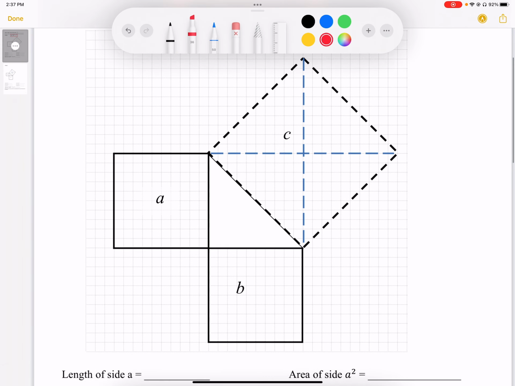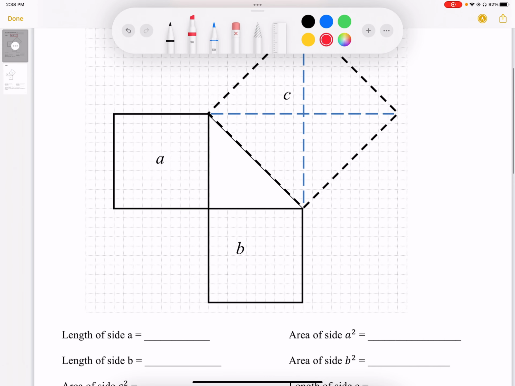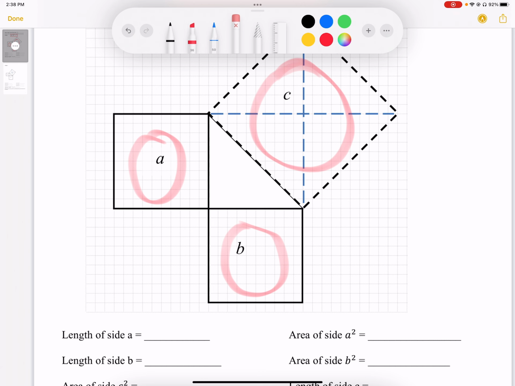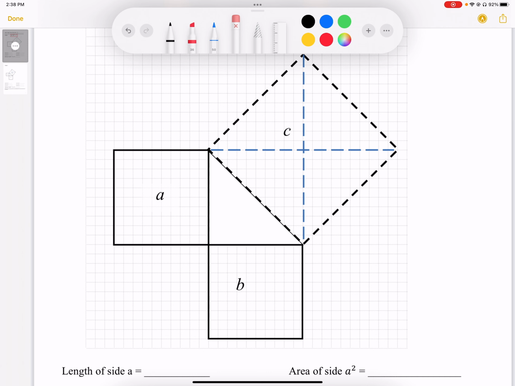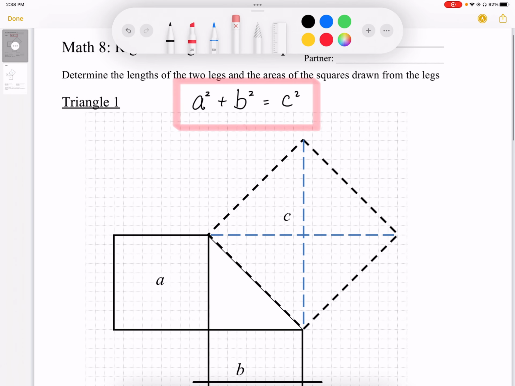So what we're going to do is take a look at this a square here, this b square here, this c square here, and we're going to do some measurements. We're just going to count, and make sure that a squared plus b squared actually equals c squared. And we want to make sure that we understand that a plus b does not equal c. So that's one thing I write down.